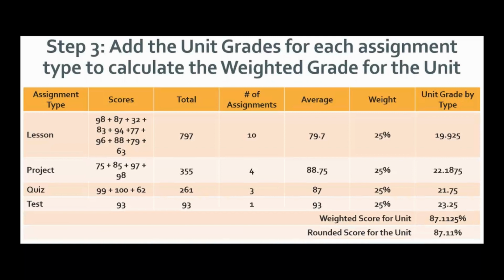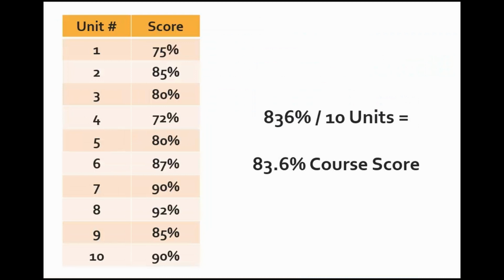Step 3 is to add the unit grades for each assignment type to calculate the weighted grade for the unit. The weighted score for this unit is 87.1125, which is then rounded to 87.11. Therefore, the student received 87.11% for this unit. Last, let's discuss how course grades are calculated.